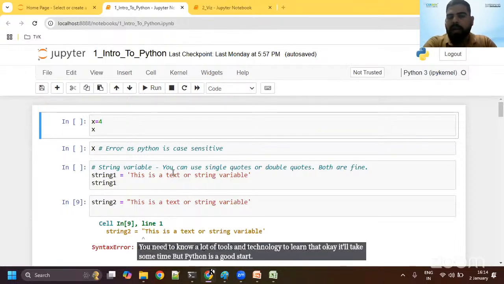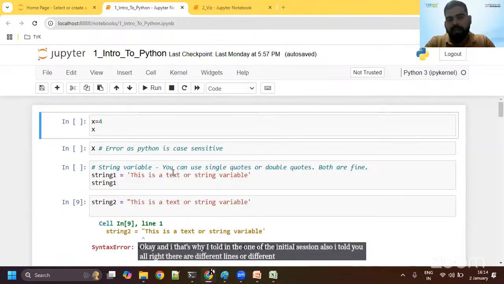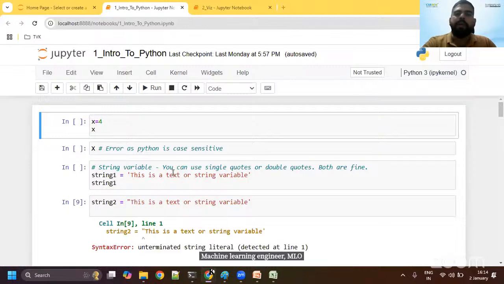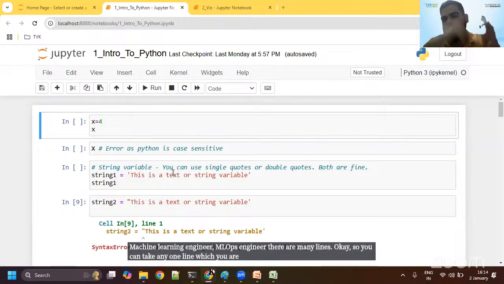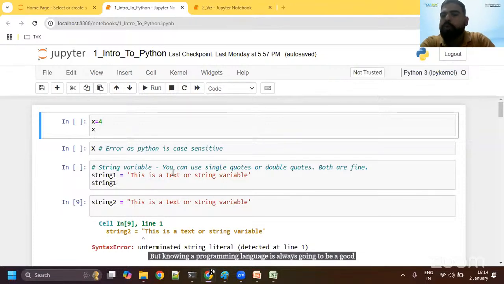Okay, and that's why I told you in one of the initial sessions that there are different lines or different lanes you can take based on your interest. So you can go into data engineering, data visualization, data analyst, machine learning engineer, MLOps engineer. There are many lines. You can take any one line which you are interested in and go further. But knowing a programming language is always going to be a good start. So Python is good to start off with.